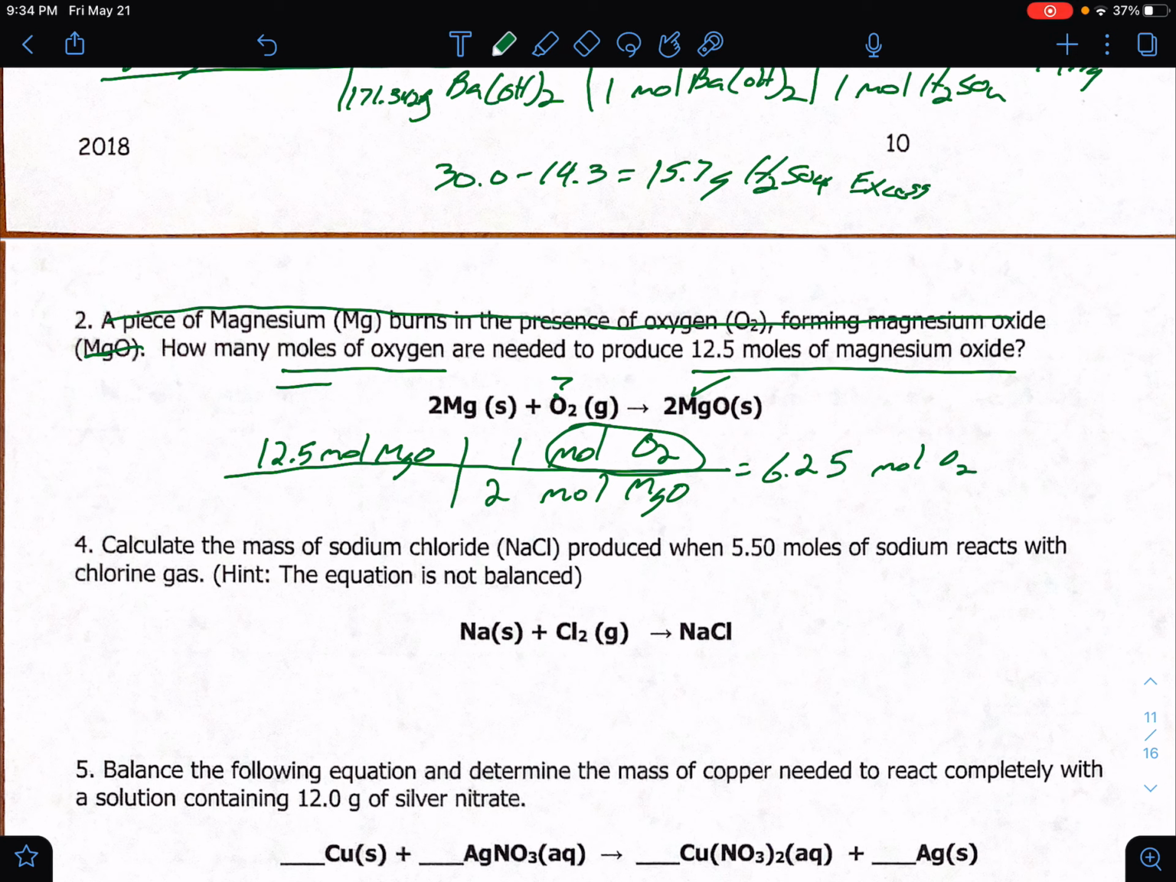Okay, calculate the mass of sodium chloride. So I'm looking for mass of sodium chloride, so now I'm looking for grams. And I was given 5.5 moles of sodium. So that's what I was given. Okay, hint, the equation is not balanced. So let's take a look.